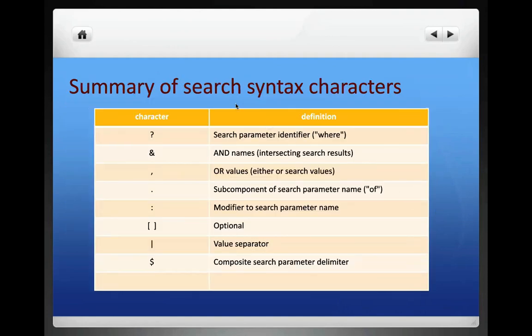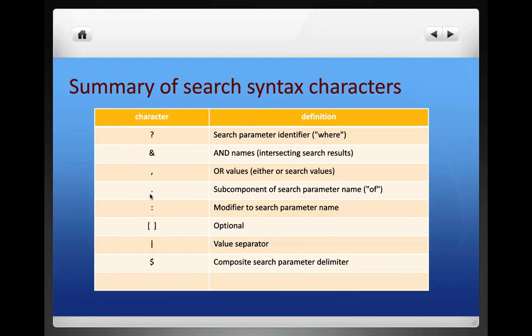A summary of the search syntax characters. We have the question mark, which is the search parameter identifier; the list follows the question mark. I always read the question mark as "where." We have the ampersand symbol, which is an AND, so you intersect the search results. We haven't had a chance to talk about this, but this is a comma, and this is how you get to ORs, how you OR values. So you get either-or for the search values, not the names, but the search values.